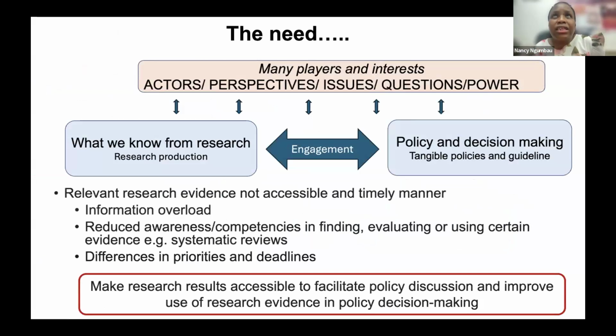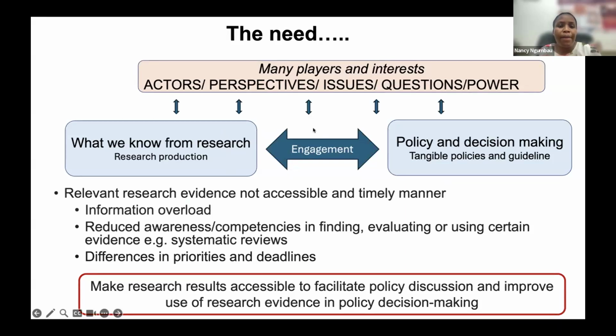So when we began this issue about policy briefs, we realized that we have quite a lot of data from our research. We know so much from our research, but this is not translating into policy and decision making. And so the question and the need that we had here is, how do we translate what we have done over the years in research and make it policy?